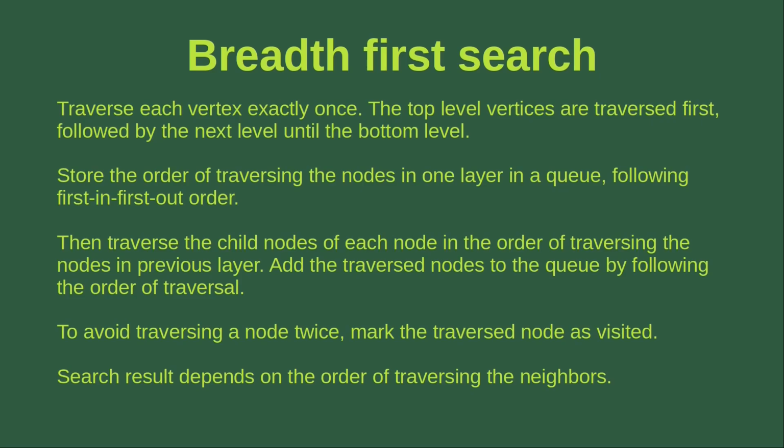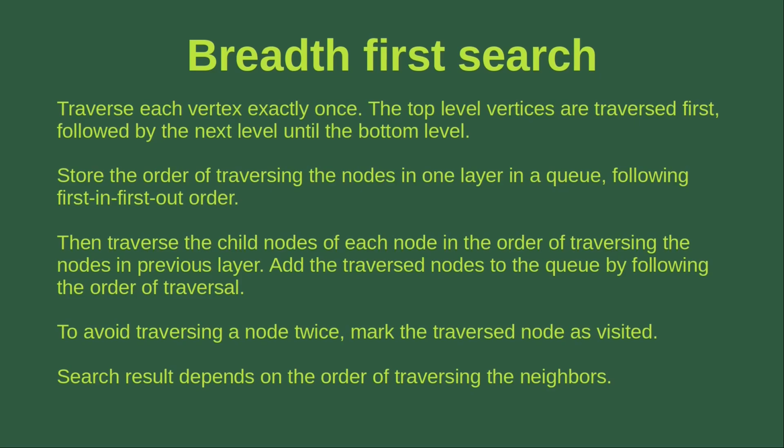We need to store the order of traversing the nodes or the vertices in one layer in the queue, which follows the first in first out order. And then we need to traverse the child nodes of each node in the order of traversing the nodes in the previous layer. And then we add the traversed nodes or the vertices to the queue by following the order of the traversal. And in order for us to avoid traversing a node twice, we need to mark the traversed node as visited.